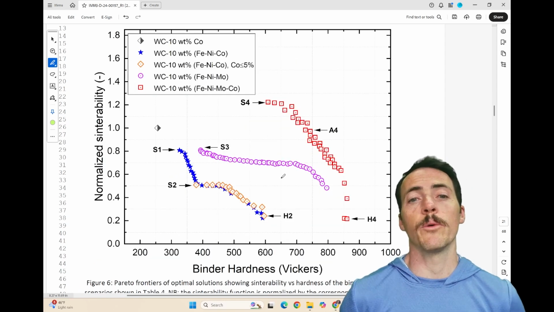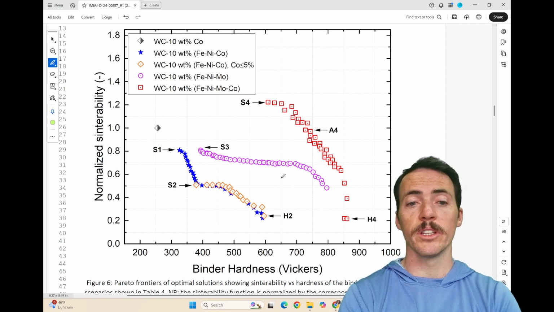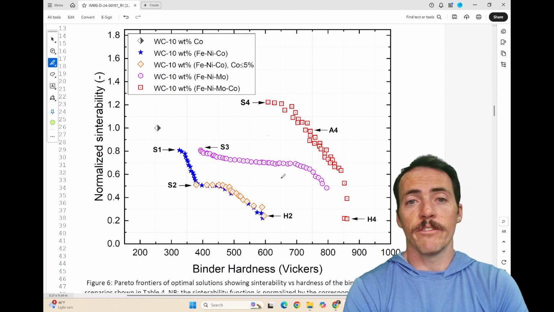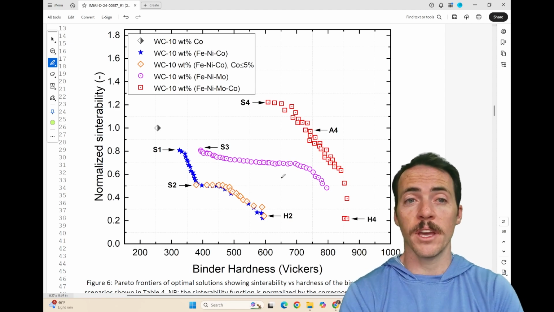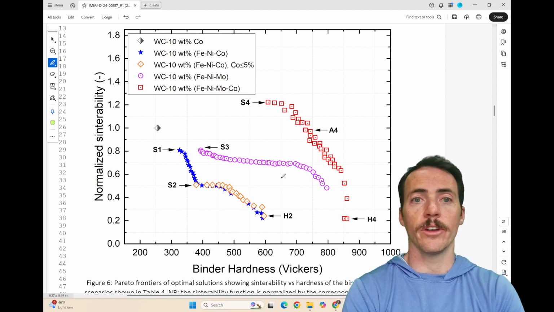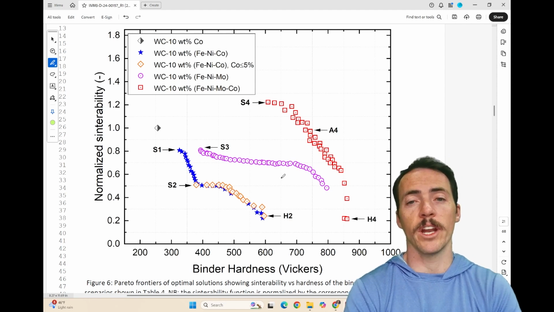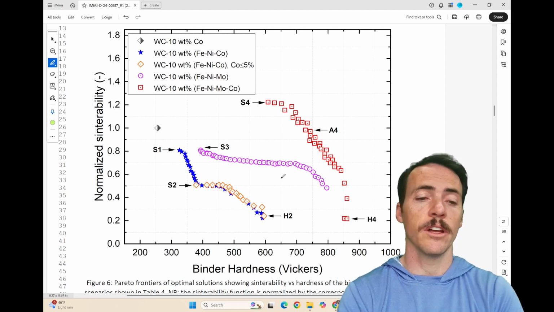So what were the real takeaways? You can see for yourself. On a plot like this showing you both the sinterability and the hardness, we can find actual new materials, and they have reduced cobalt, or in some cases no cobalt, right? Iron, nickel, molybdenum, for example, or the iron, nickel, moly, cobalt system, where you're getting sort of improved possibilities by doing this computational based approach.